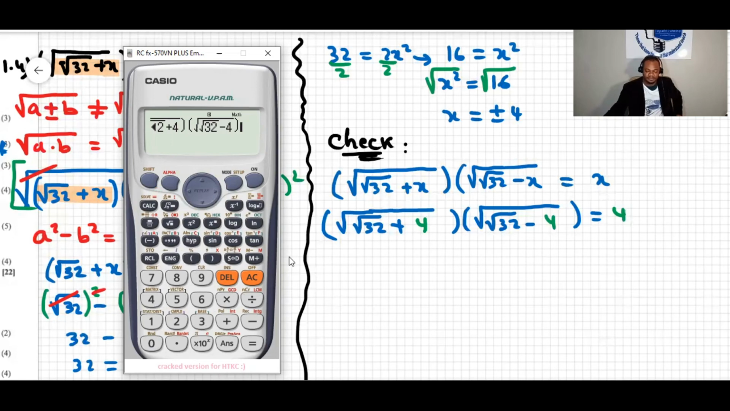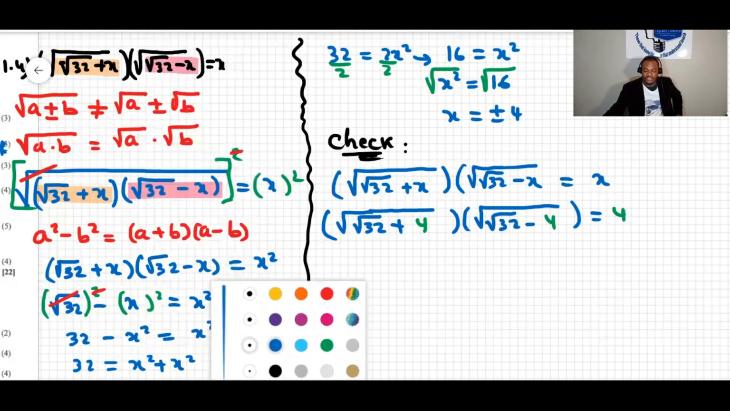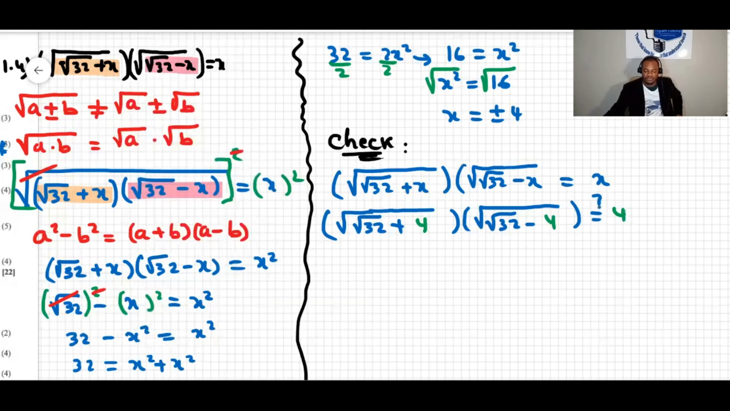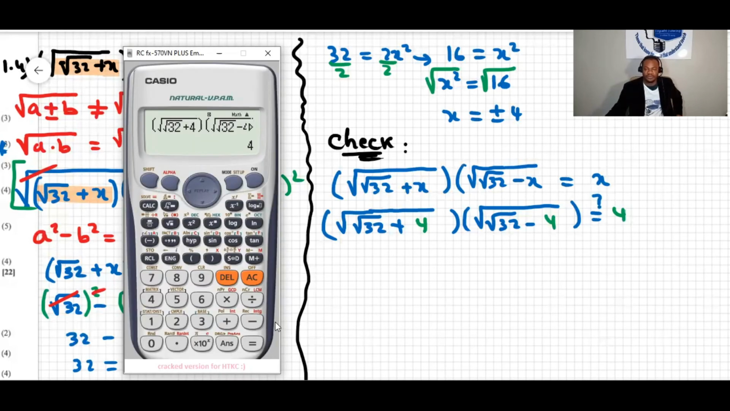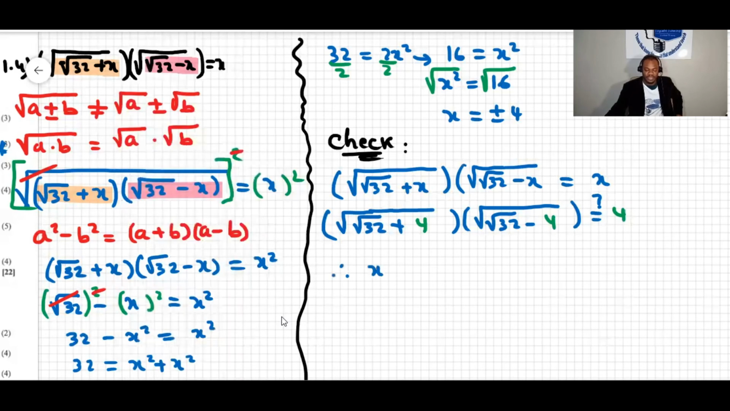and then we want to see if this answer is really equal to 4. Now let's check. If you press equal, oh voila, it's equal to 4. So therefore, x equal to 4. This is valid. Now let's check for the other.